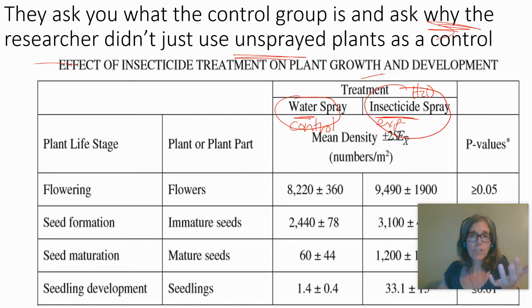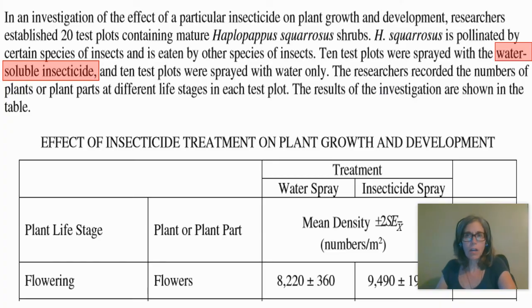So why did the researcher not use unsprayed plants? Well, because that would be taking out two factors, insecticide and water. So be careful. They're almost always expecting you to say, for the control group, we're pulling something out. We want to only pull out one thing and keep everything else exactly the same. So we can say, yeah, it was the insecticide that affected the plants, not the water. All right, and that's where I explain the water-soluble thing.